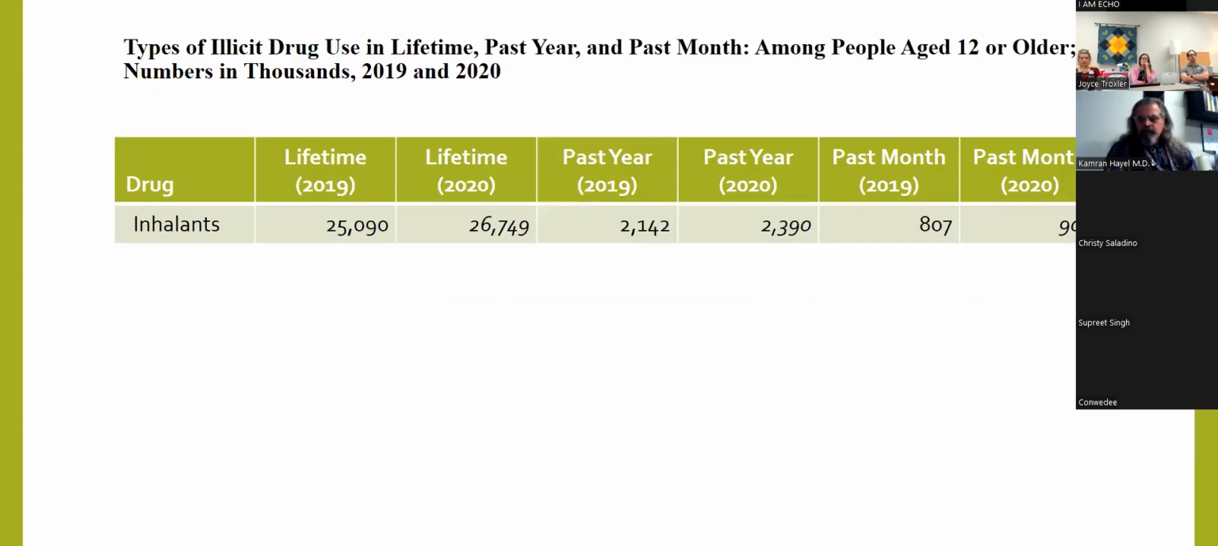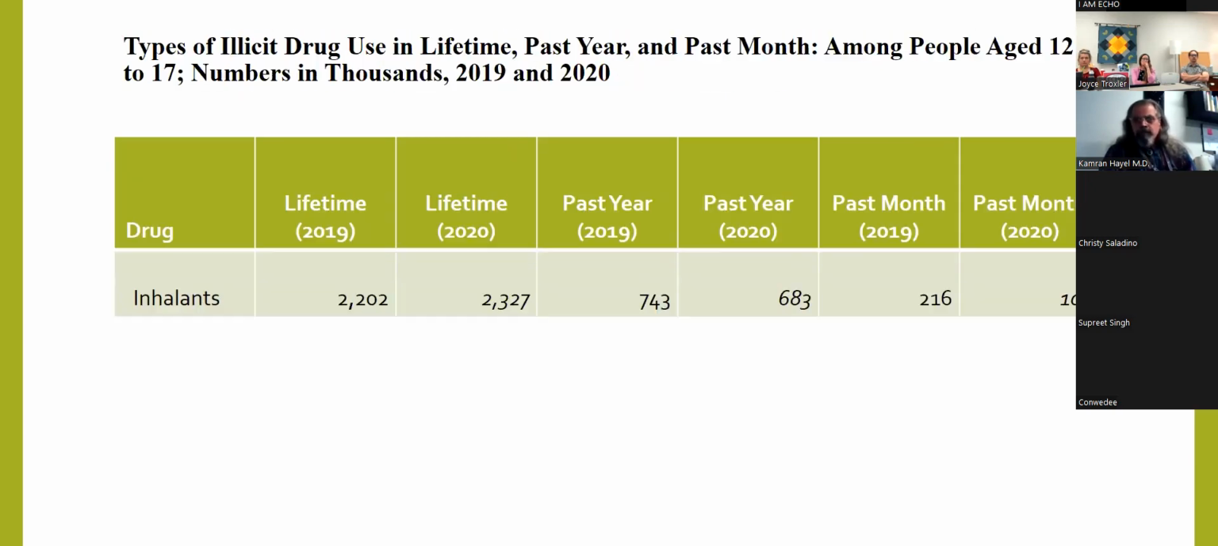I got these numbers from the SAMHSA website, and if you add a 000 to the end of those numbers, you will see that, for example, past month use is almost 1 million people in 2020. They used the inhalant in the month prior to when the research was done and the data collected. The numbers are significant. I will go through these slides a little bit faster, but you have access to all the slides and the information also on the SAMHSA website. Lifetime use is also significant. In 2020, more than 26 million people reported lifetime use of it. And the percentage is also there.